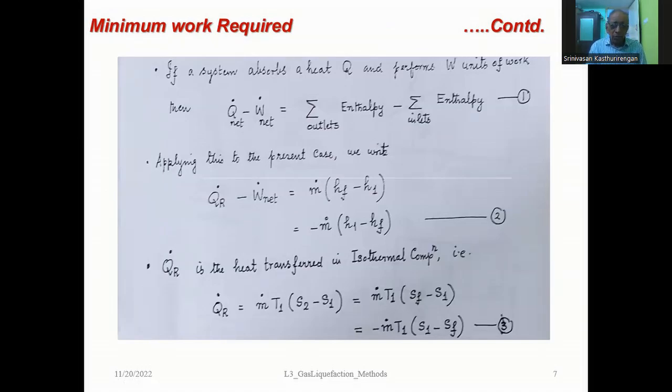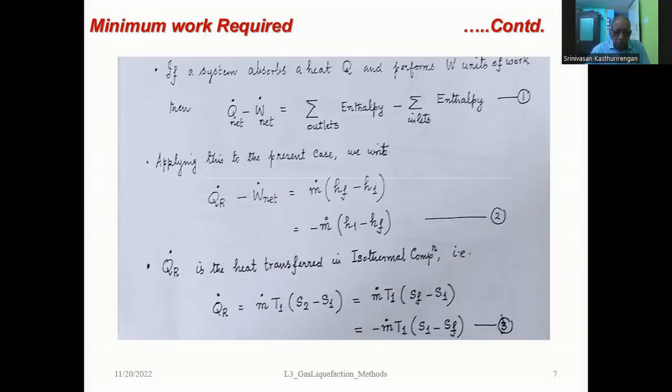So we can rewrite this in a different form because we are going to consider this for a flowing system. We write Q dot net is equal to W dot net plus summation of the enthalpy of the outlet flows minus summation of enthalpy of the inlet flows. Bringing W dot net to the left side, you can write Q dot net minus W dot net is equal to summation of the outlet enthalpies minus summation of the inlet enthalpies. When we talk about enthalpy, we are referring to the enthalpy of the fluid in the process.